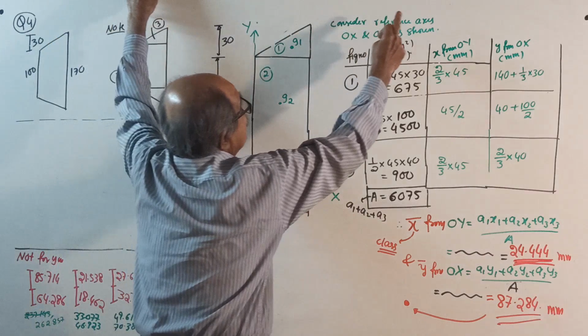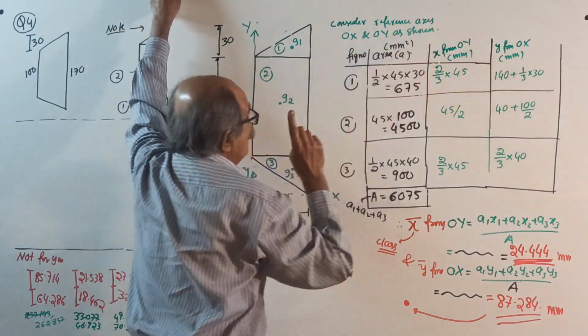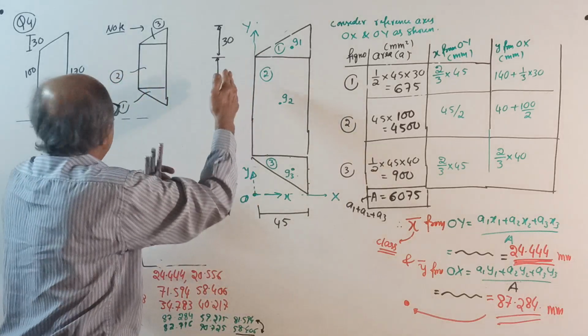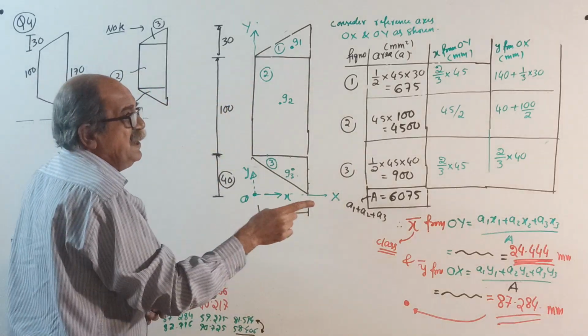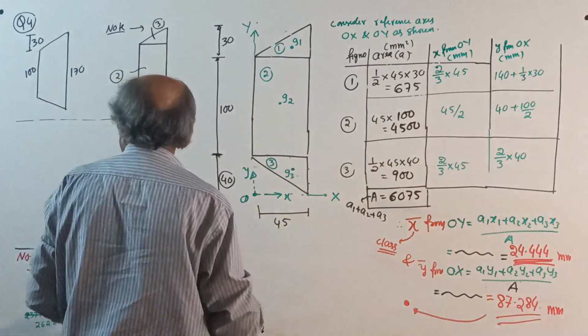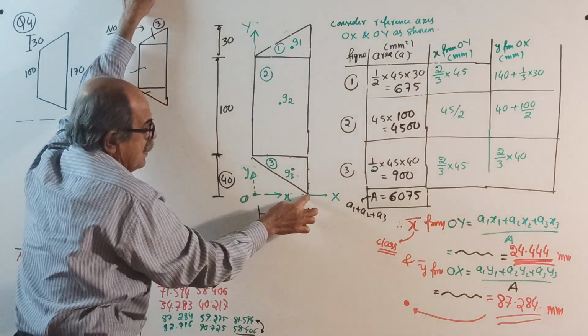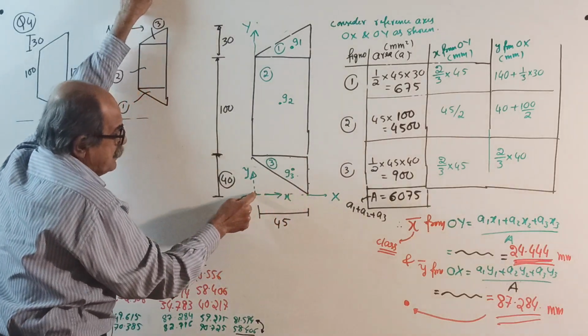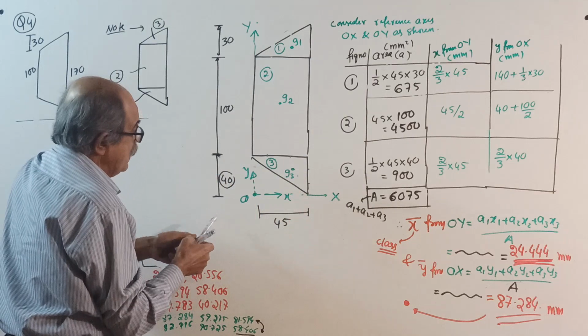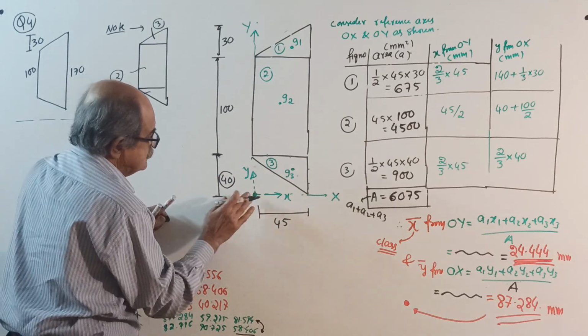Okay, consider reference axes OX, OY. First I will take, as I told you, the bottom extreme left corner. So come to the bottommost level here and come to the extreme left, this point. I told you the reason why. Somebody will ask, sir, why?